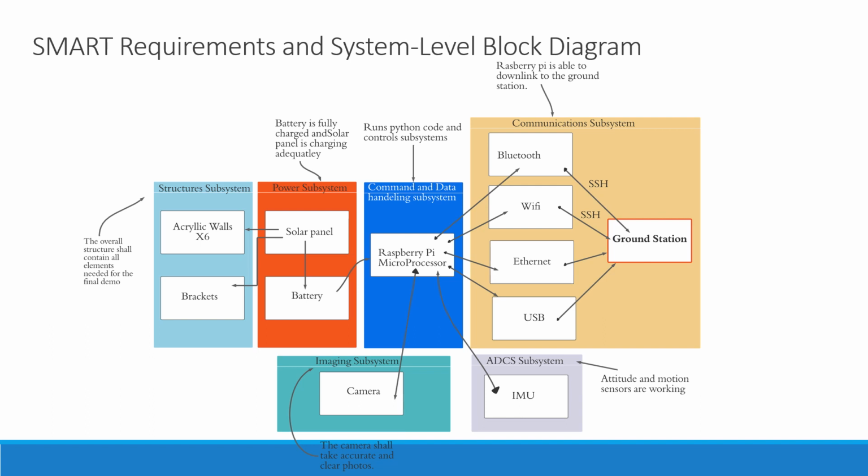And in the overall diagram, you can see that we have a lot of lines connecting each thing, like the acrylic walls connecting to the solar panel brackets. The solar panel connects to the battery because it's what charges the battery. Then the heart of the diagram is the Raspberry Pi microprocessor, which connects to all of the communication subsystem parts, the ADCS subsystem, and the imaging subsystem. The main idea is that it all goes through the Raspberry Pi microprocessor, which ultimately takes it to the ground station, which is the downlink from the Raspberry Pi.